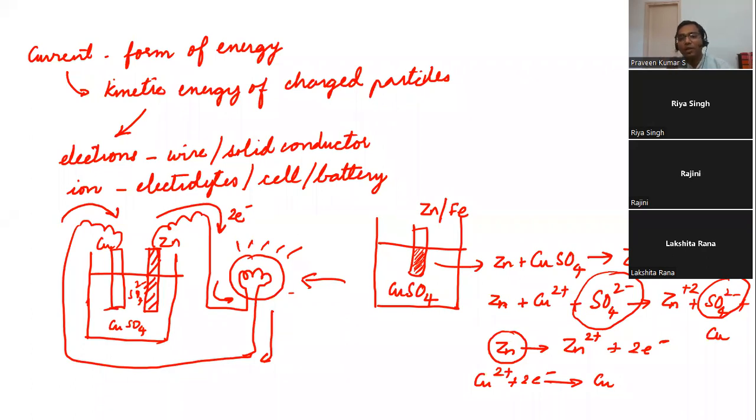So any electrical circuit is basically charged particles going around. They have a lot of kinetic energy. We are harnessing that kinetic energy, making use of it to do the work that we want. In most cases, the charged particles are electrons. In most cases, in batteries and electrolytes, we do have ions also, which can move.